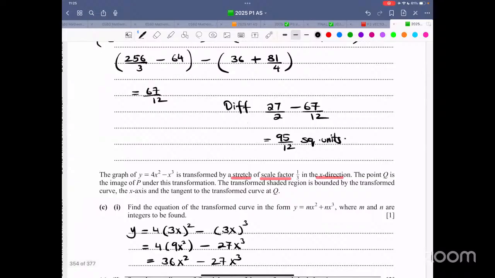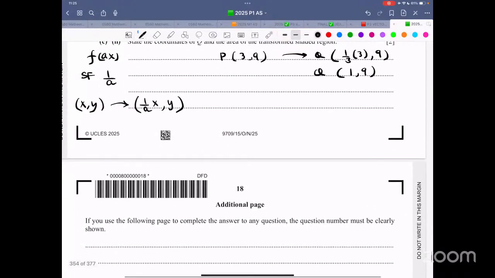And over here, this is 95 over 12. And over here, when we talk about the area, that area will be also multiplied with the scale factor. So it is a one-sided enlargement. So 1/3 of 95 over 12, because the x coordinate is multiplied by 1/3. So this is also multiplied by 1/3 because it's not a similar triangle. If it was similar, it would be multiplying with 1/3 squared. This is just the base. So that is 95 over 36 square units. And that is the answer.